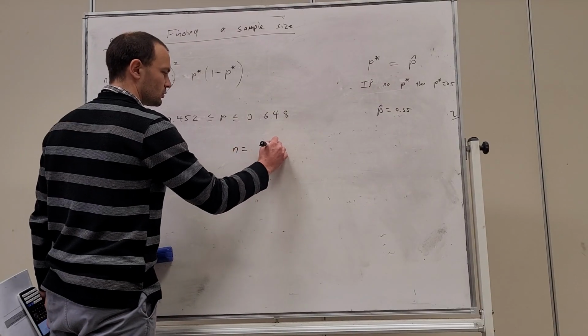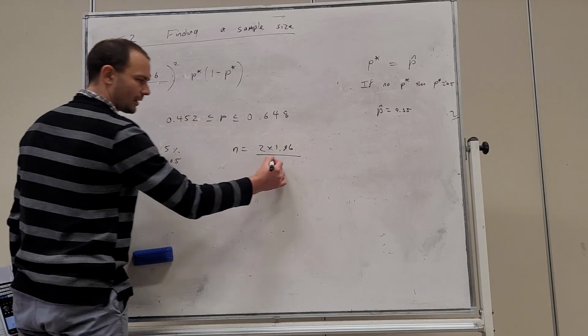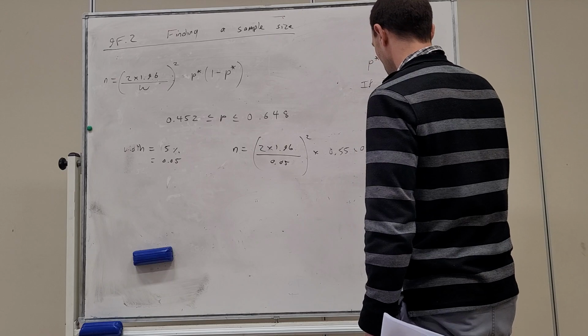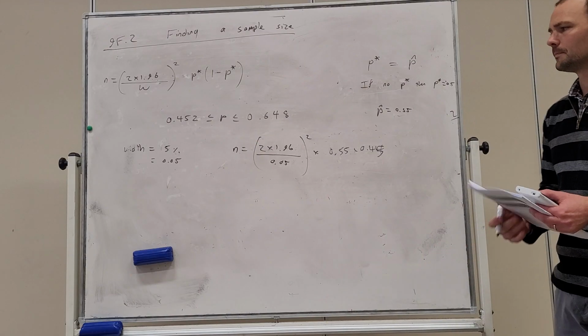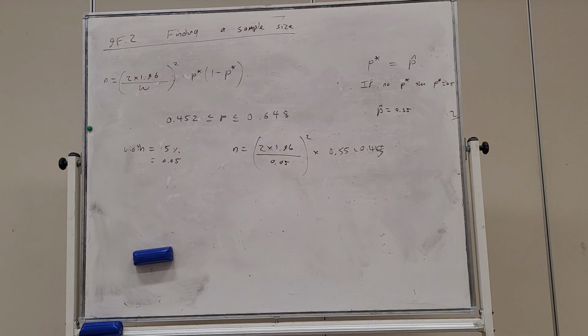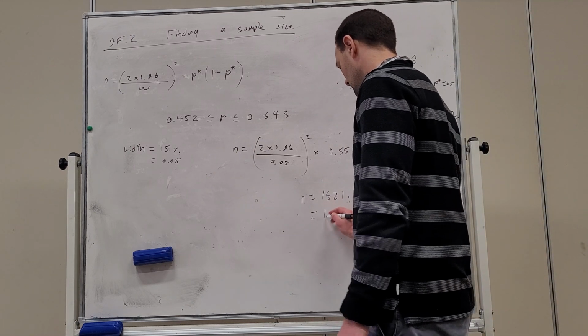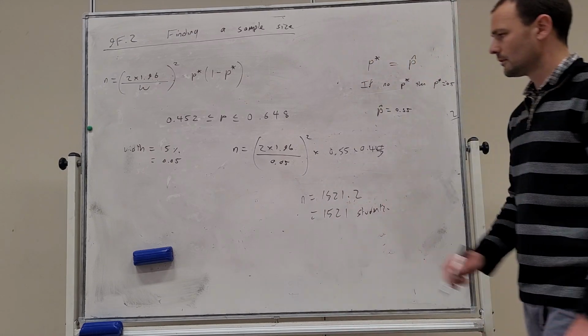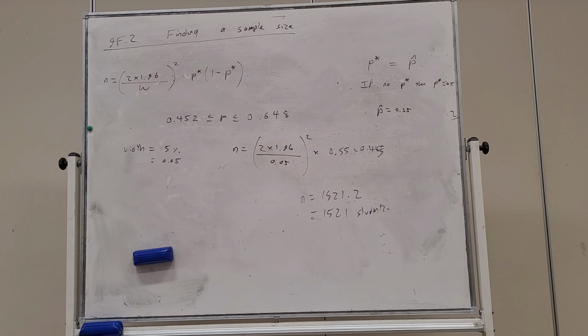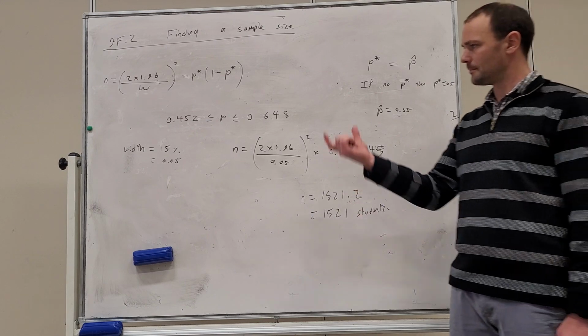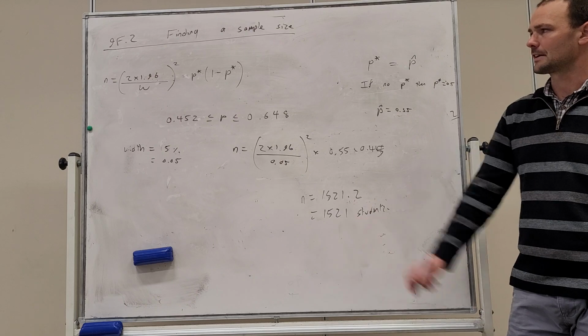All right, so we're going to have n equals 2 times 1.96 on top of the width. The width is 0.05. We're going to square it, and we multiply it by our P star, and our 1 take P star value. Okay, so we'll process that and evaluate it. We've got 1,521. Okay, so that's all we're doing there, processing that for n. And so in order to be more confident, we need to increase our sample size by a fair bit, by a factor of 15.